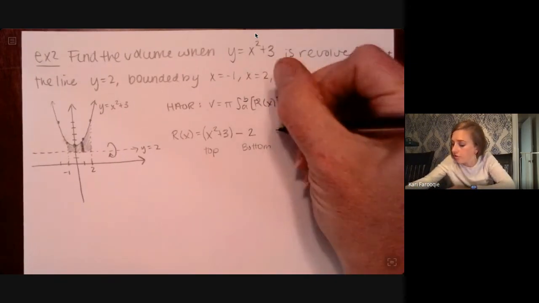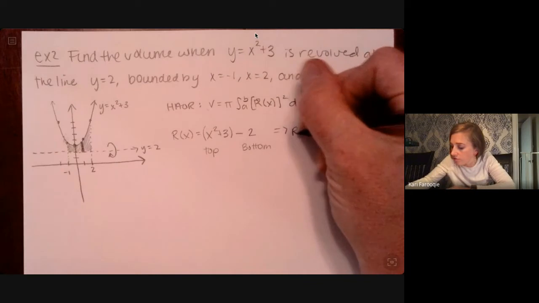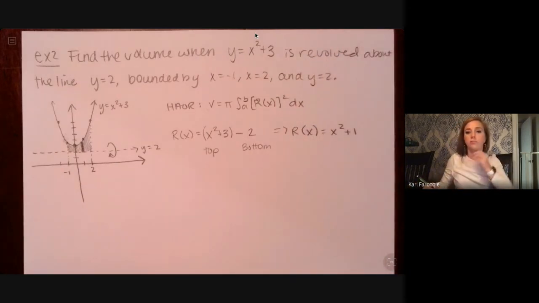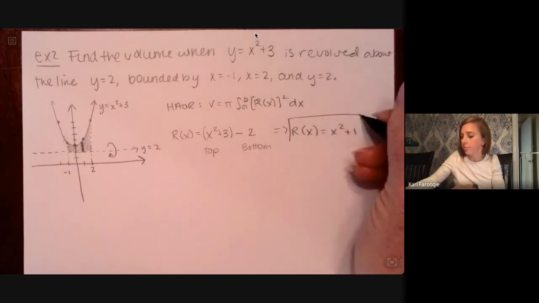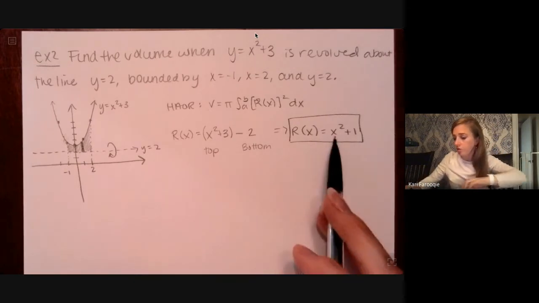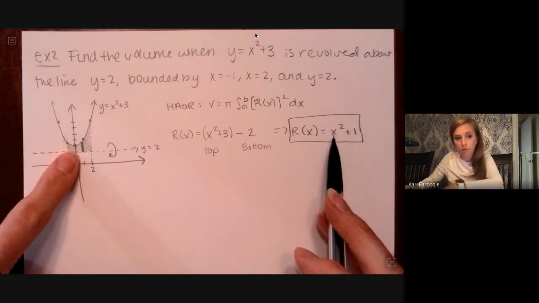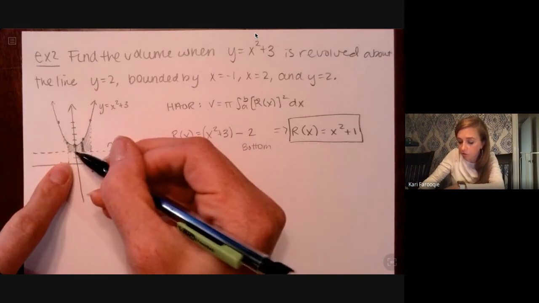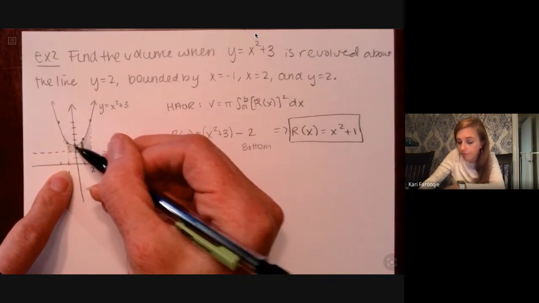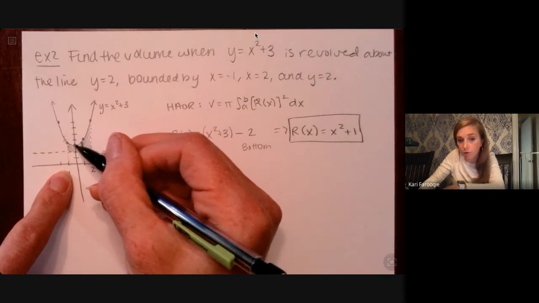And then you're going to simplify this. So this is going to become r of x equals x squared plus 1. Now I'm going to put a box around that because it's such an important conclusion. And then this, again, you can check this. If you let x be 0, your radius is 1, which indeed it should be, because between your axis of revolution and your top of your figure, you're at 1 unit.